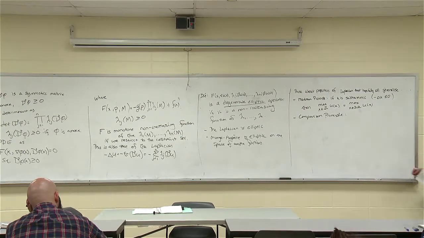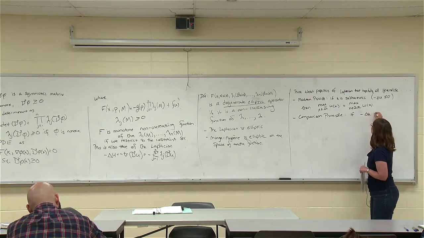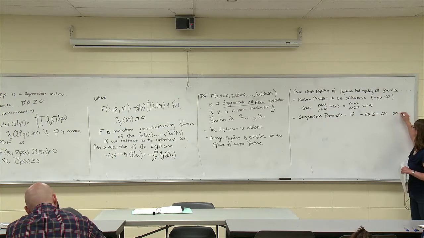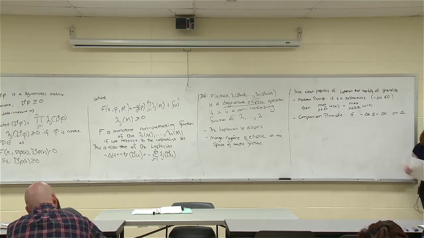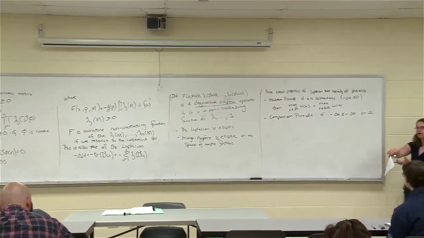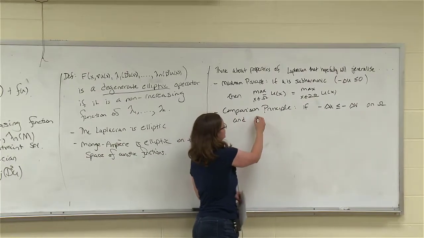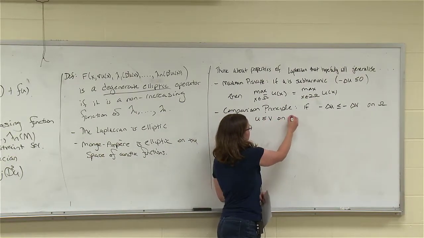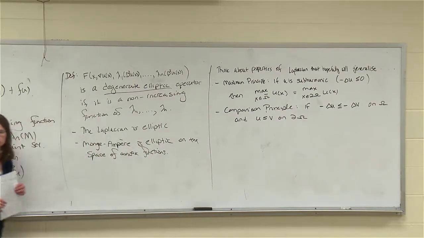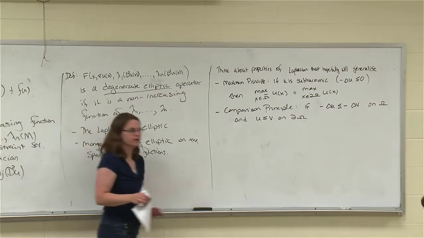This says if we have two functions, if minus Laplacian of u is less than or equal to minus Laplacian of v on a domain, so the operators are ordered on the domain, and then you get to the boundary, and the function values are ordered on the boundary, so u is less than or equal to v on the boundary, then u is less than or equal to v everywhere.